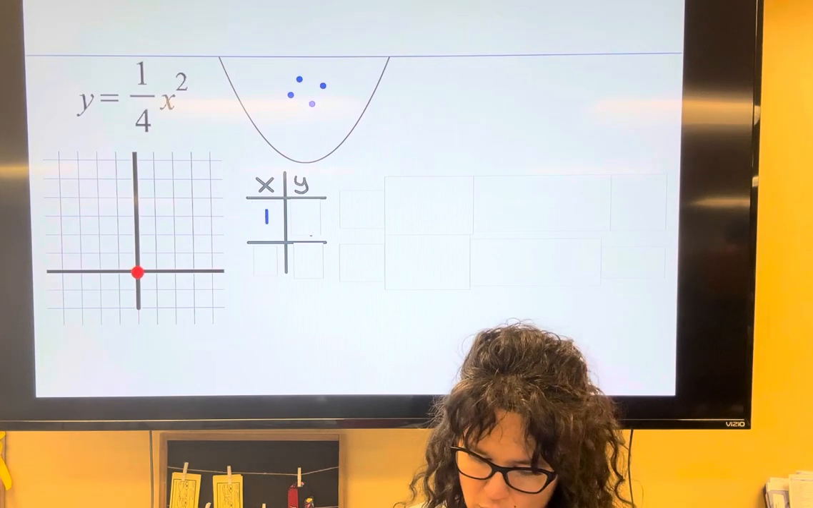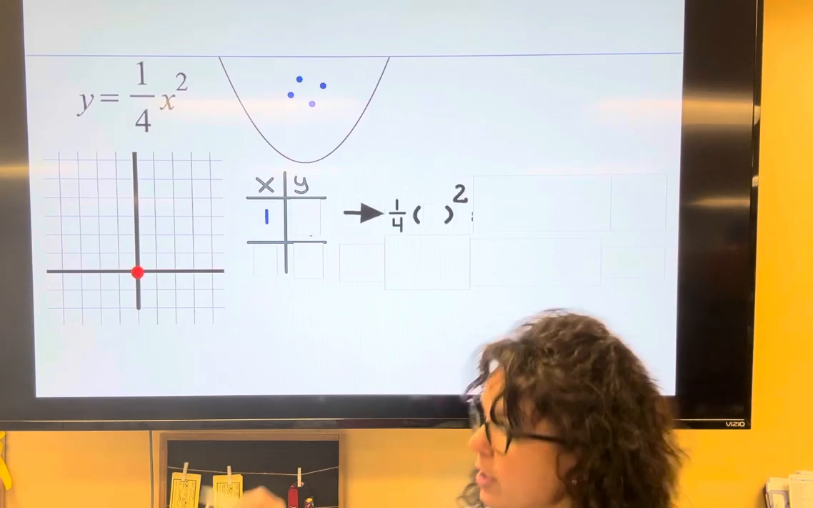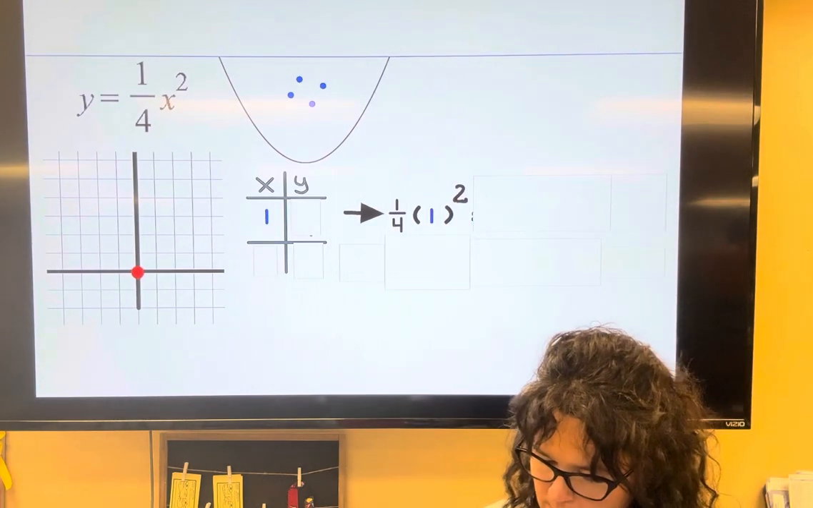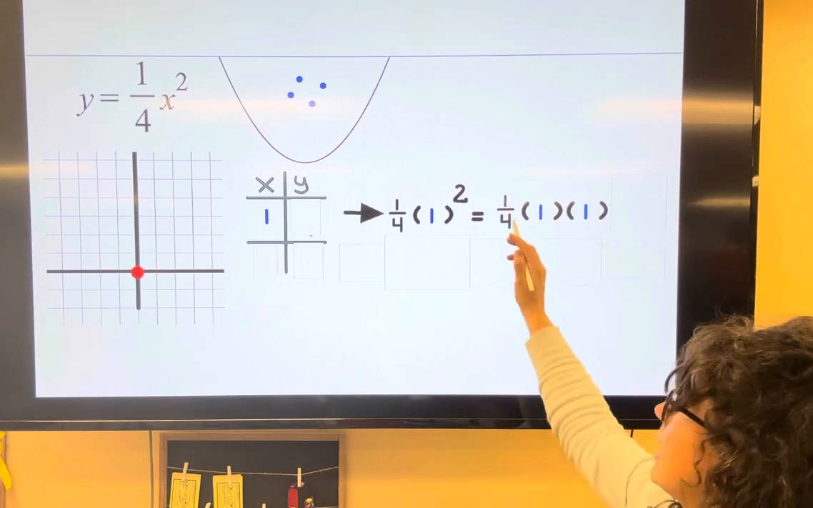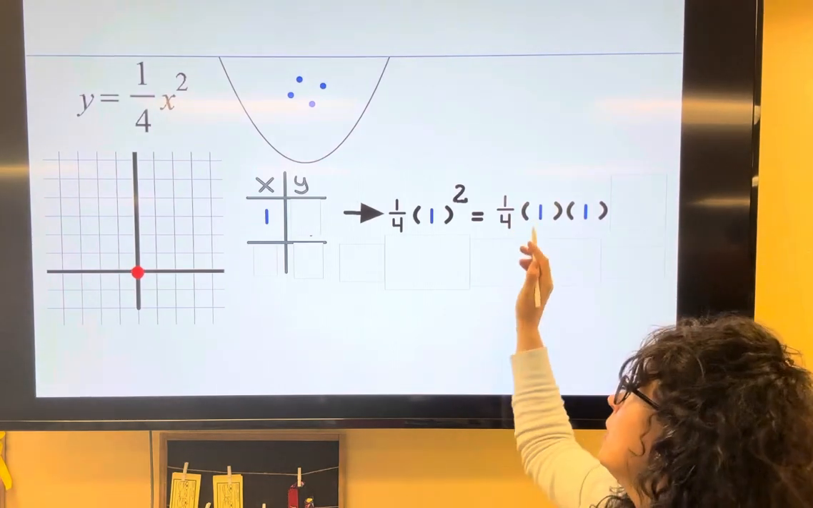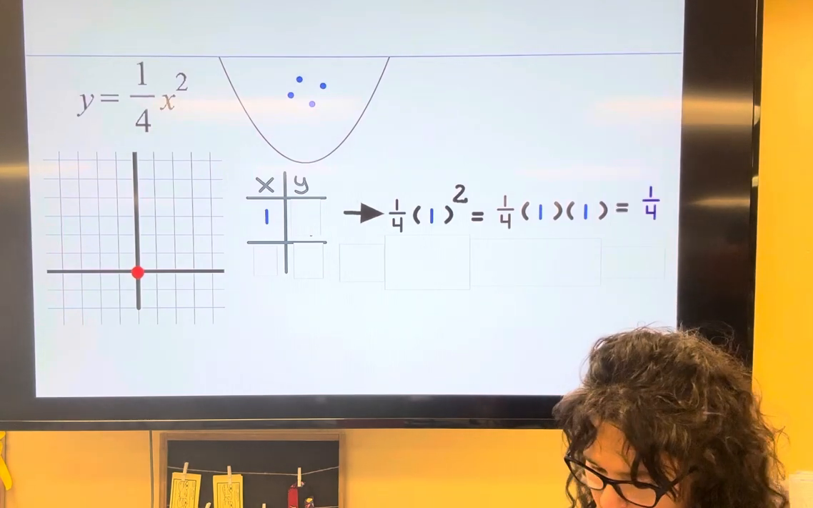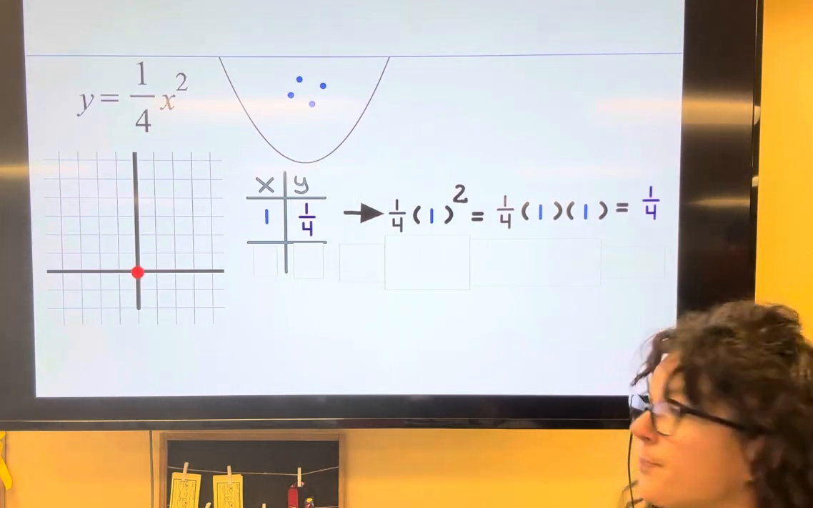So if I substitute 1 into this equation, 1/4 x squared, my 1, that means the same thing as 1/4 times 1 times 1. 1/4 times 1 is 1/4. 1/4 times 1 is 1/4. So I end up getting out 1/4.